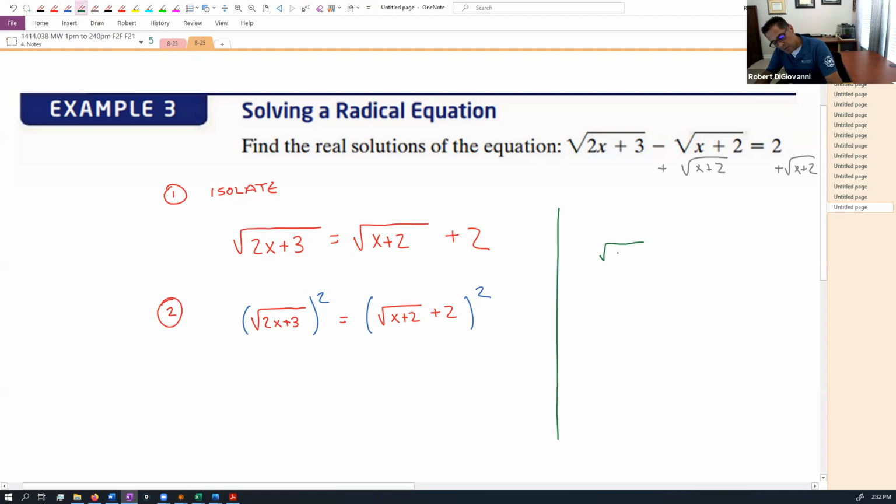I have to do the square root of x plus 2 times itself, square root of x plus 2 plus 2. That's what this means. Like I said, the left side's not a problem. 2x plus 3, I'm happy. But the right side's going to require some work. Go with me?